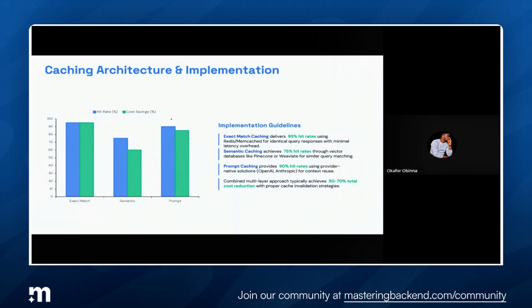Caching architecture and implementation: exact match caching delivers a 95% hit rate using Redis or Memcache. As backend engineers, I believe you already know what Redis and Memcache are. They are in-memory key-value cache systems where you save a key with a value in memory. The whole idea of having it in memory is, like we know from our elementary computer days, accessing data in the RAM is way faster, millions of times faster, than accessing data on the disk. You understand?